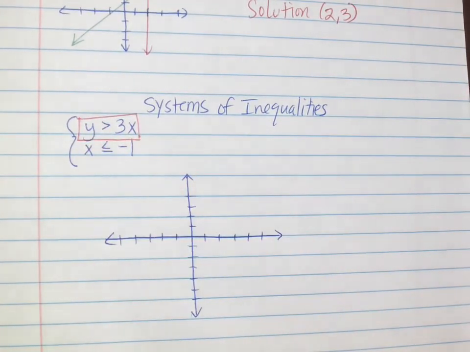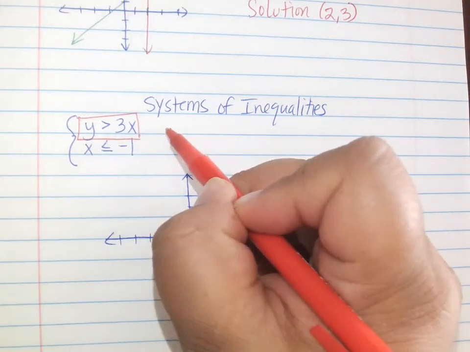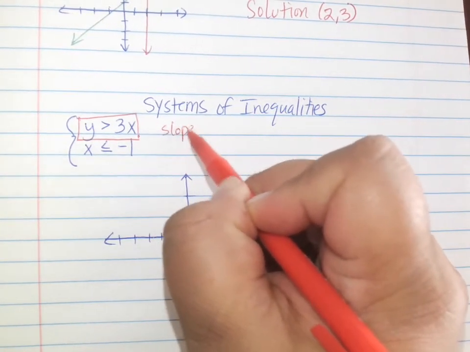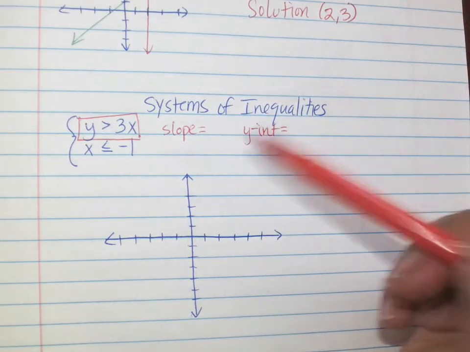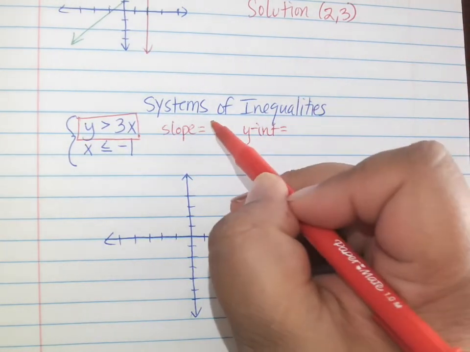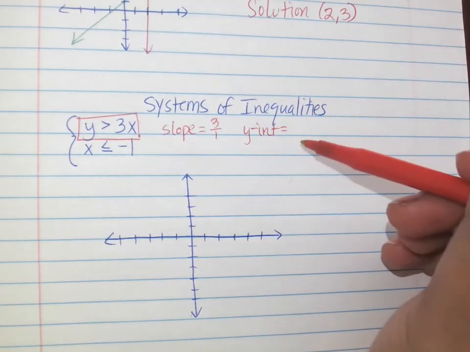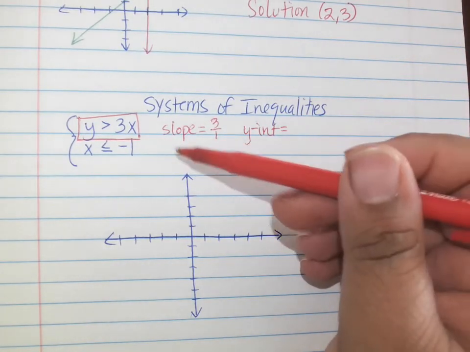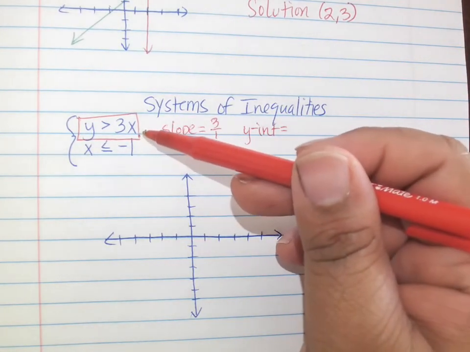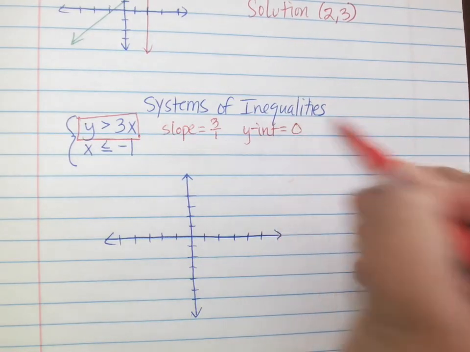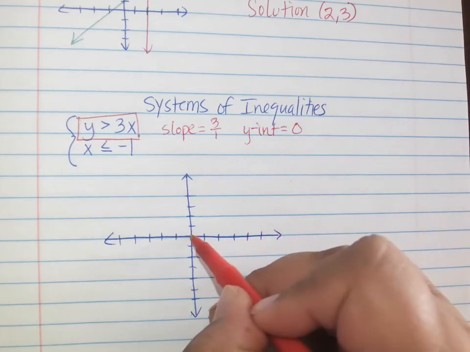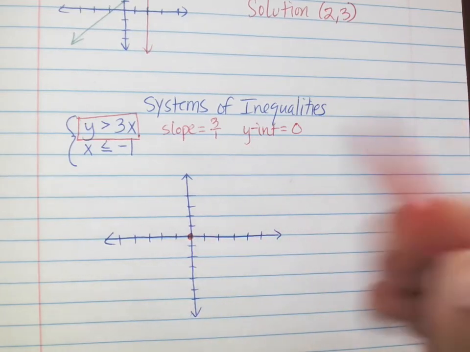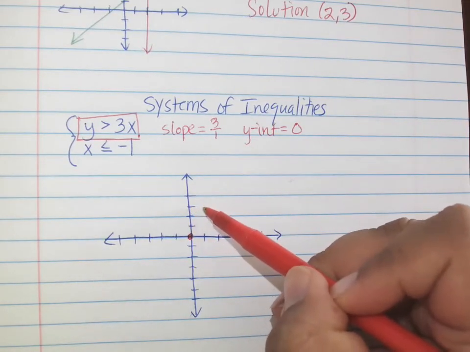First one, let's do in red. Before I start graphing, I want to label the slope and the y-intercept. In this case, your slope is 3 over 1. Y-intercept is 0 because there's nothing there. It's plus 0. Let's go ahead and graph that first. So we start at the 0. Rise 3 over 1.